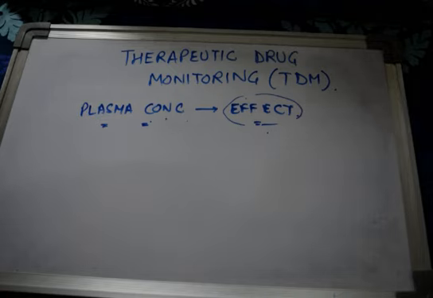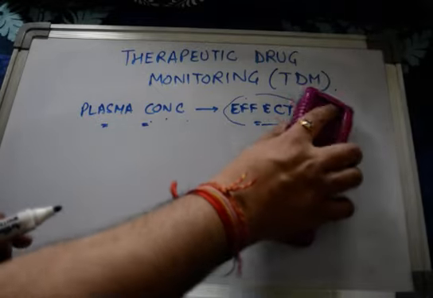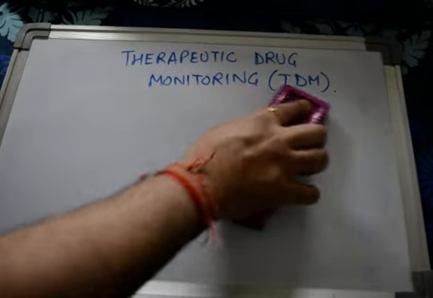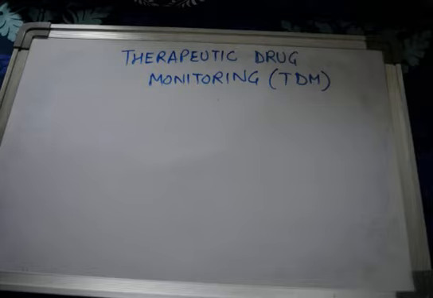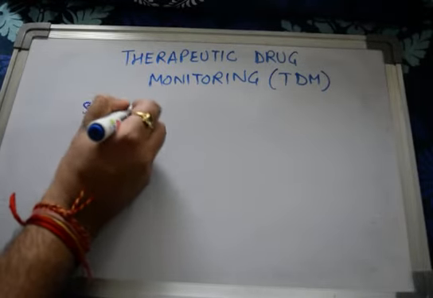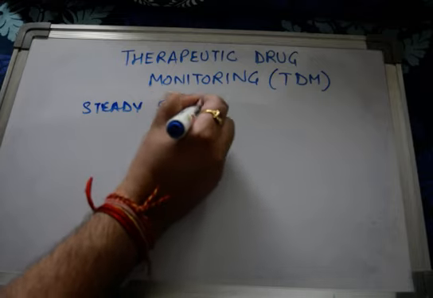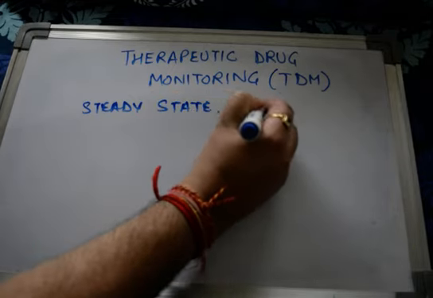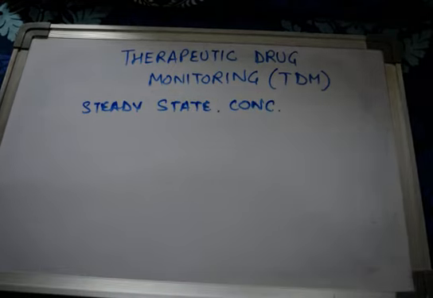Okay. So now there is one important thing, and there is one concept we call a steady state. There is a concept called steady state concentration. So steady state concentration is when the rate of administration equals the rate of elimination.